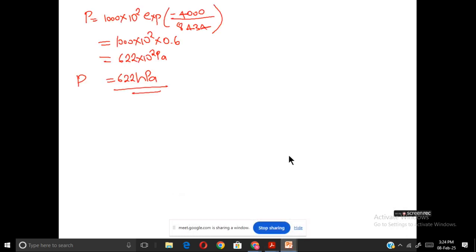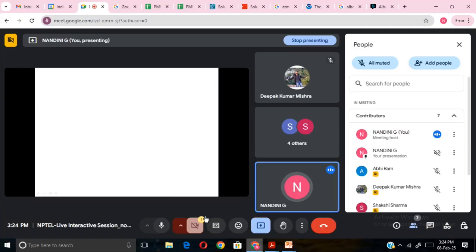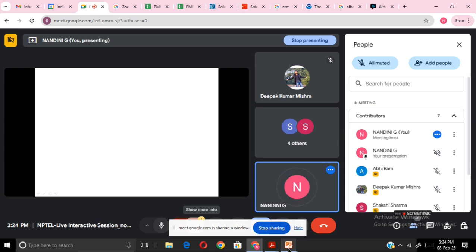Now let's see another question. I hope this question is clear. Is there any doubt rather than the calculation part? I think the equation and concept is clear.